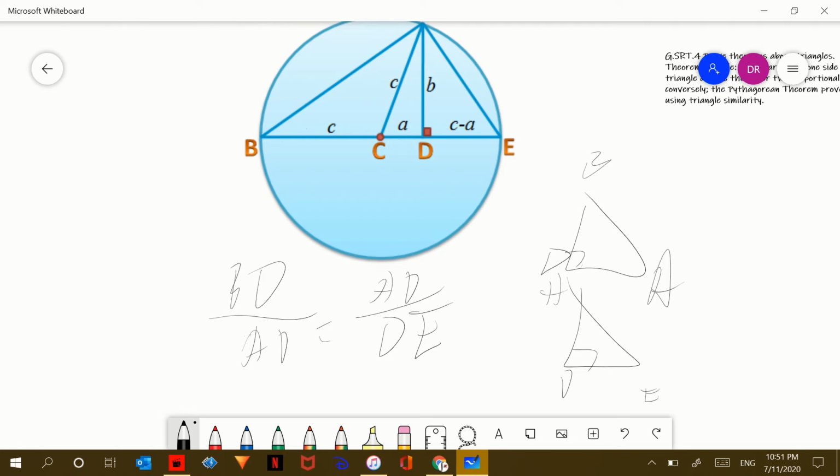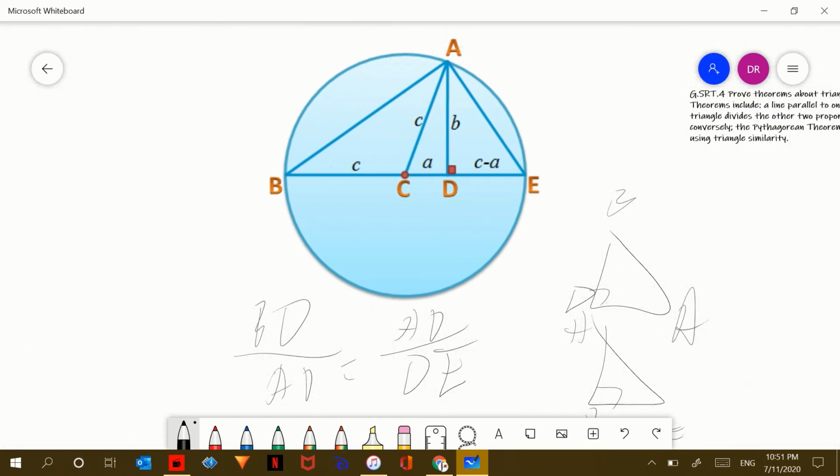And then you know that, because I proved this theorem in a previous video, so make sure to watch that video too, because I explained why they are similar. Okay, let's continue.